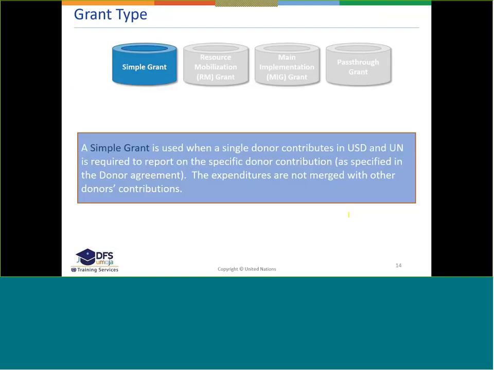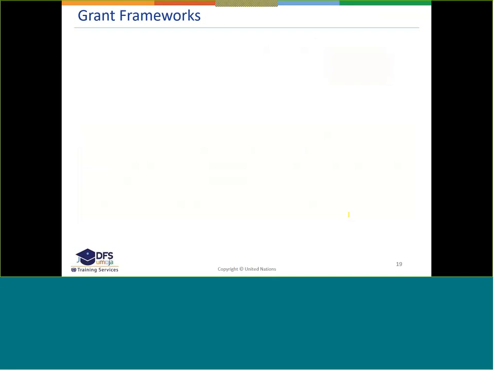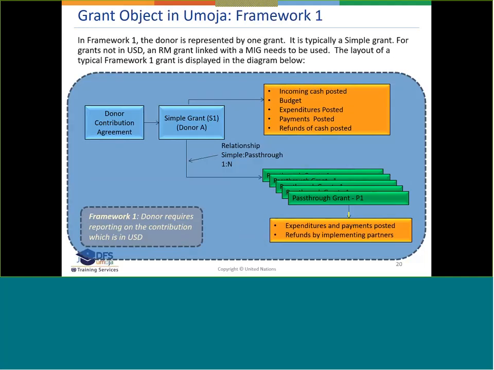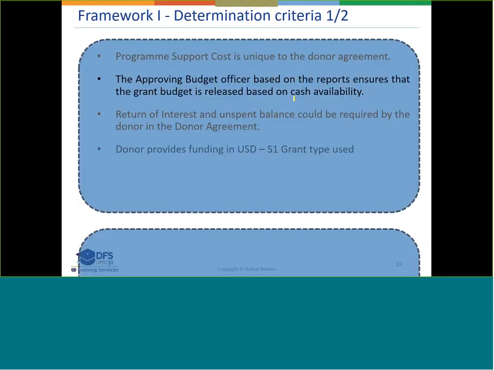I don't want to get into this because it's for GM, so let me just skip some slides. The difference between Framework 1 and Framework 2 is not important for you in terms of integration. They integrate in the same way. Maybe an example of Framework 1 could be useful. In Framework 1, you have a simple grant, only one donor, and then you can have some implementing partners and also another portion that is implemented by the entity. This is what they call Framework 1. This is just for the selection.